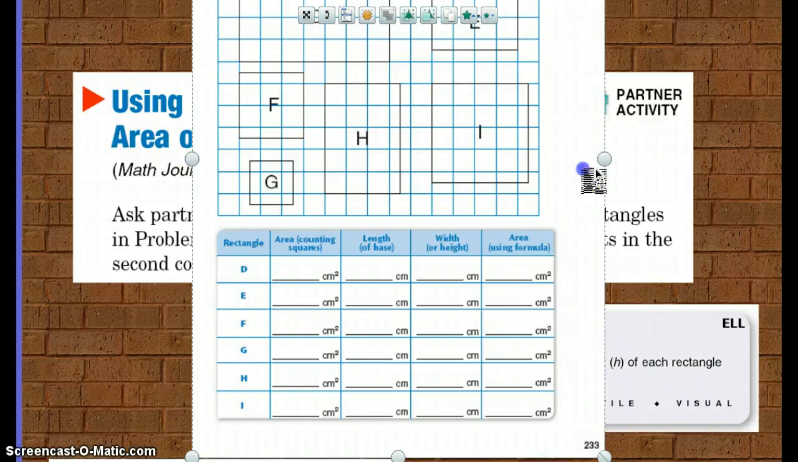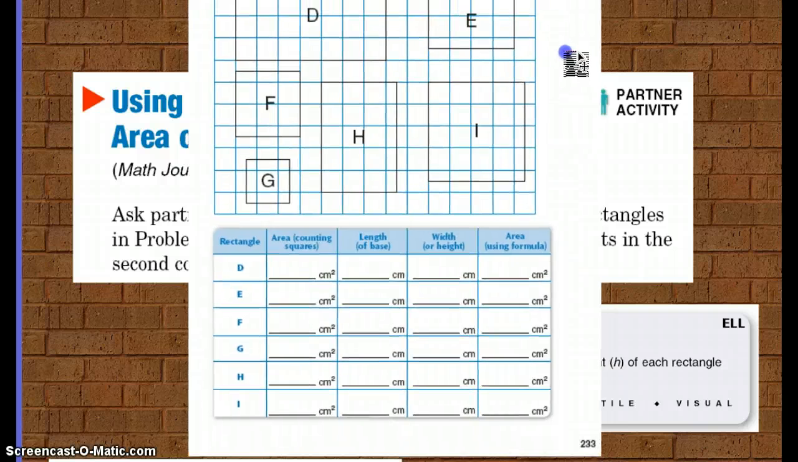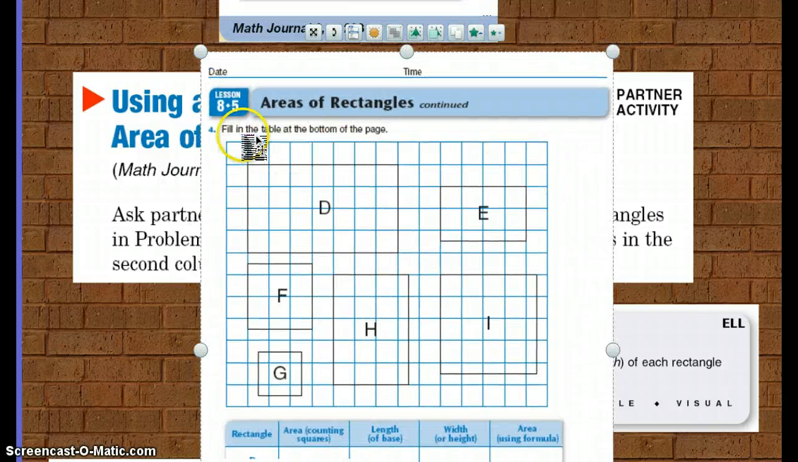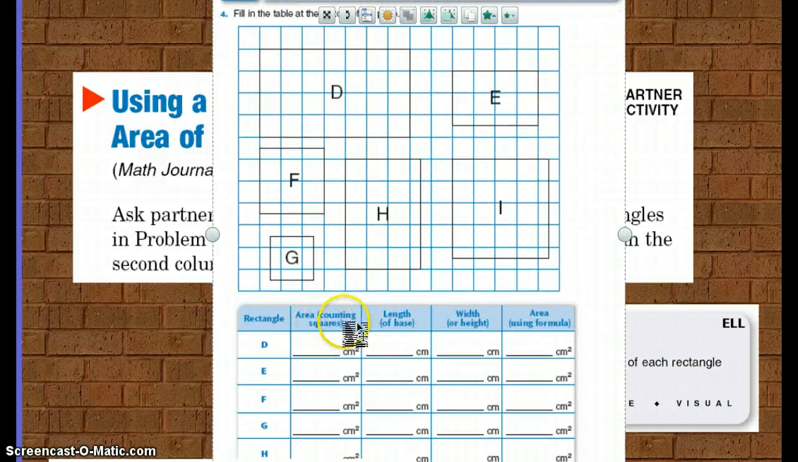The next one you're going to be looking at is in lesson 8.5. We're looking at page 233. It says, fill in the table at the bottom of the page. And again, you're just figuring, we're counting squares, so what's the area? How did we figure it out? Well, we took the length of the base, or the width of the height, and then we're checking our formula to make sure that our answers are correct. Also, finish this page and correct it in your math journal answer key.